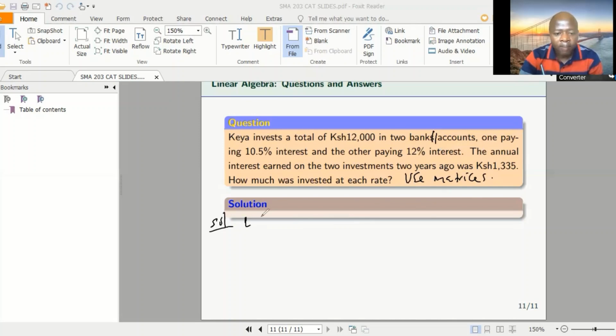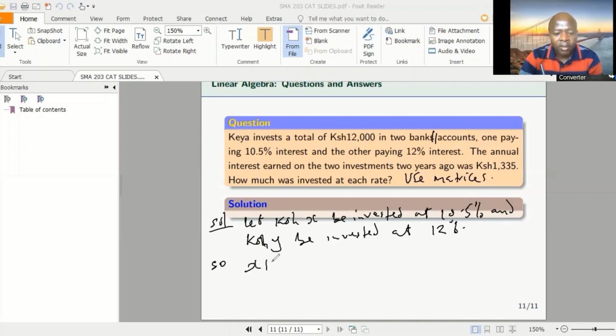So we would then say let X Kenya shillings be invested at the interest 10.5%, and Y Kenya shillings be invested at 12% interest. So therefore, how much was invested? X plus Y was invested, and this equals 12,000. So this is our first equation. Because this person invested X in the first account, and Y in the second account, the total amount invested is X plus Y.